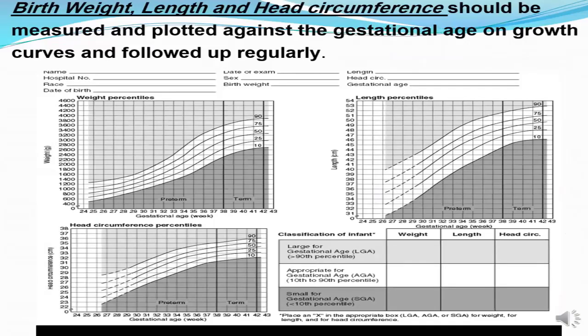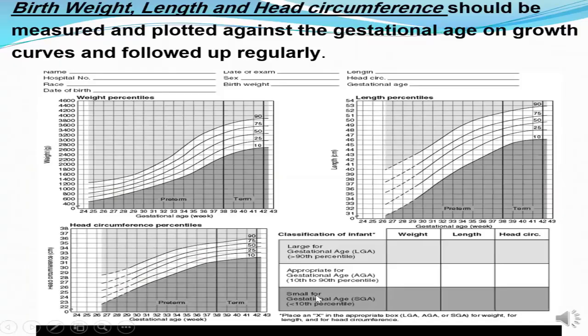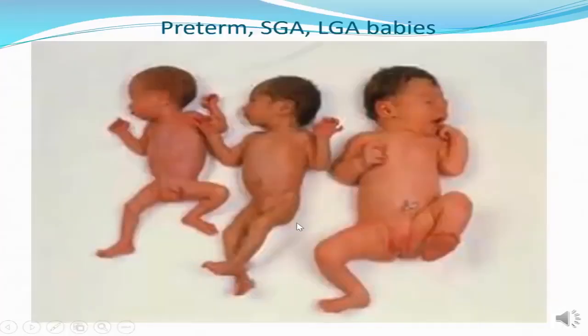So for a preterm baby, as we said, we take the gestational age from the Ballard scoring system, and then we put the gestational age against the weight, the length, and the OFC, and then we decide on this table whether he is large for gestational age, appropriate for gestational age, or small for gestational age. And this is a picture of a preterm baby, the smallest one, and in the middle, small for gestational age, and the larger is the large for gestational age baby.